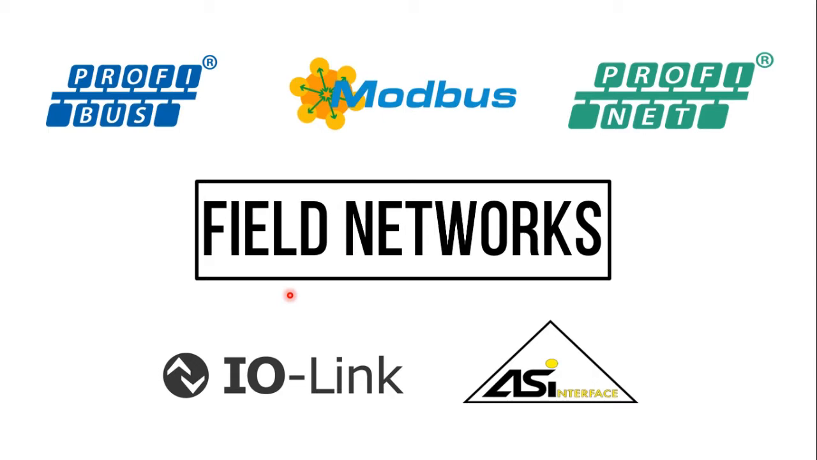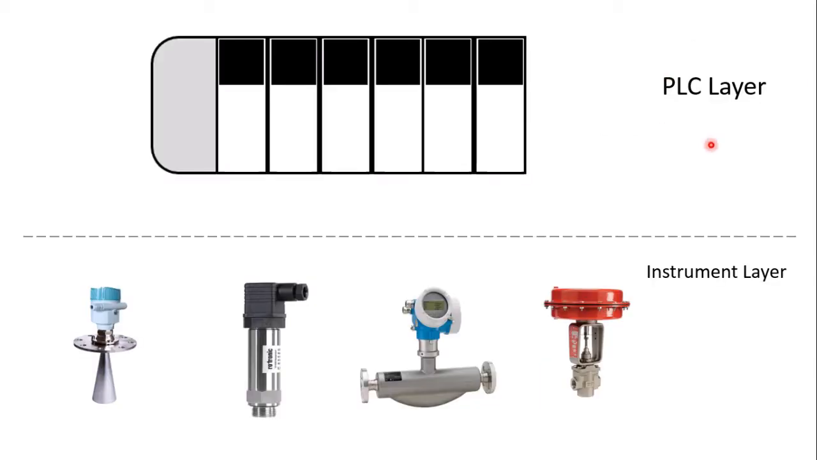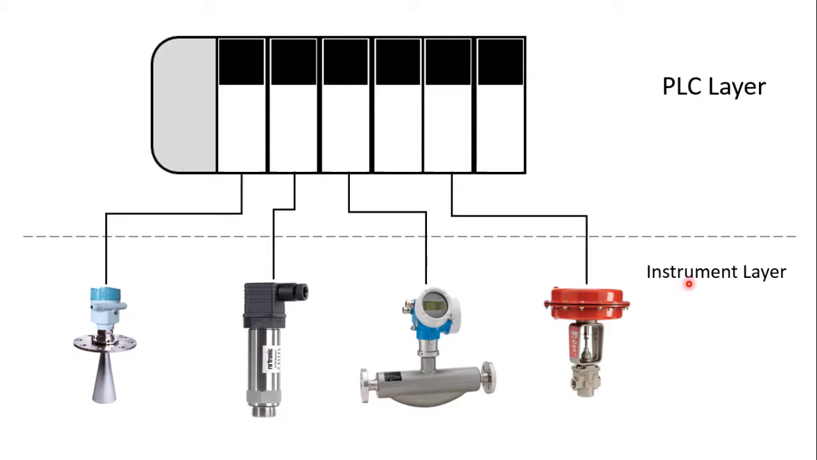So in simple terms, here is how it works. Usually you get a PLC layer and instrument layer. In this case, the instrument and output devices are wired directly to the PLC cards.